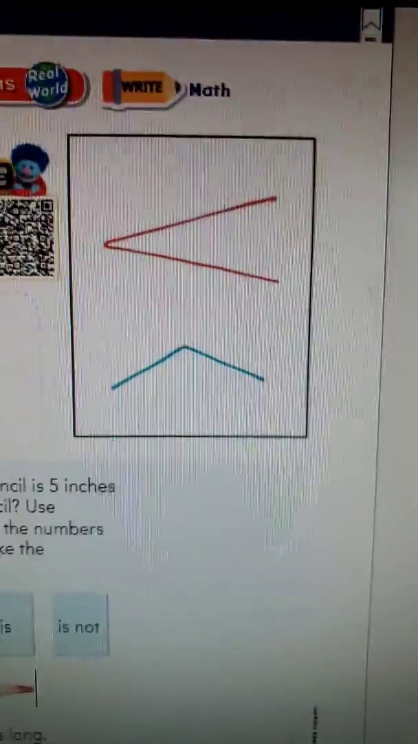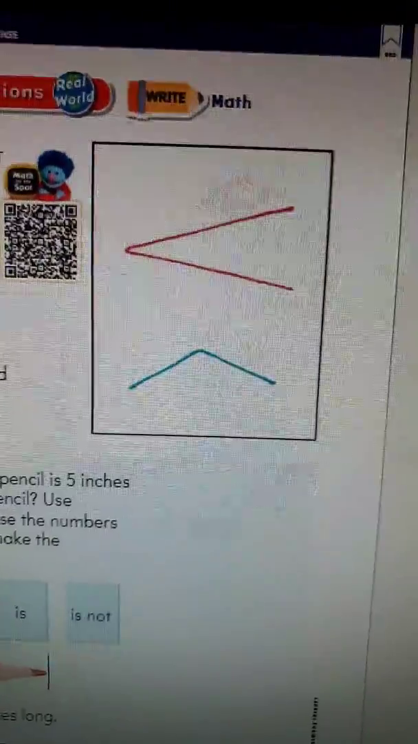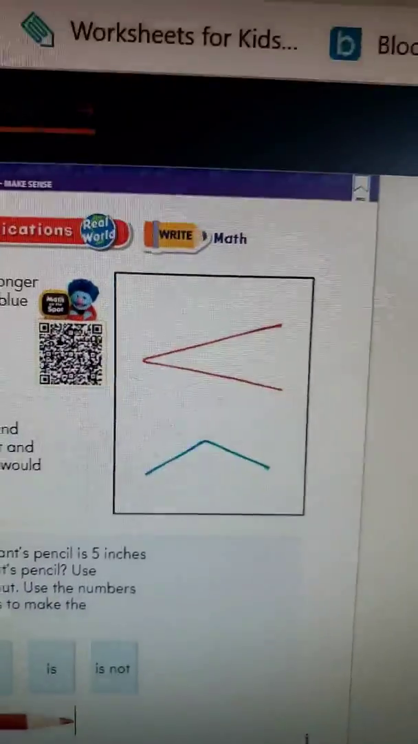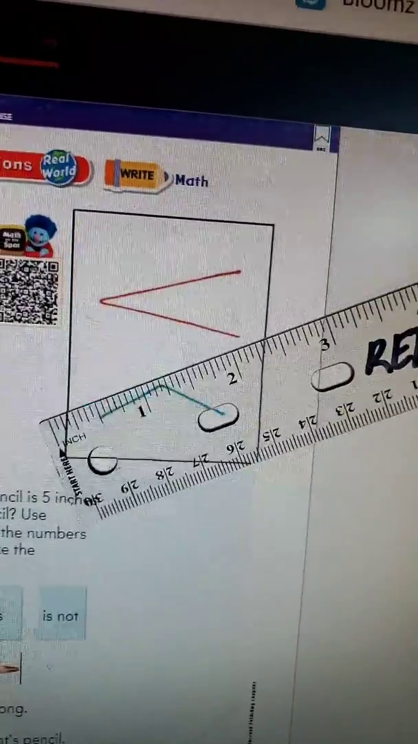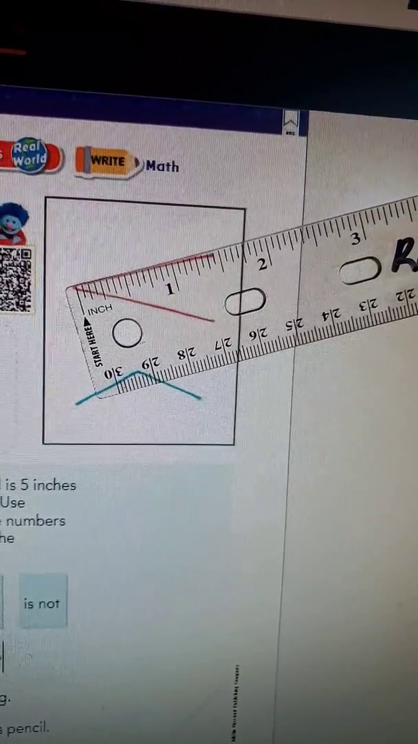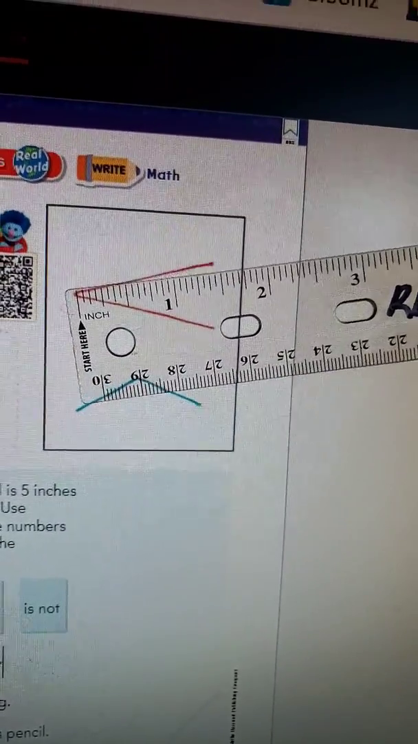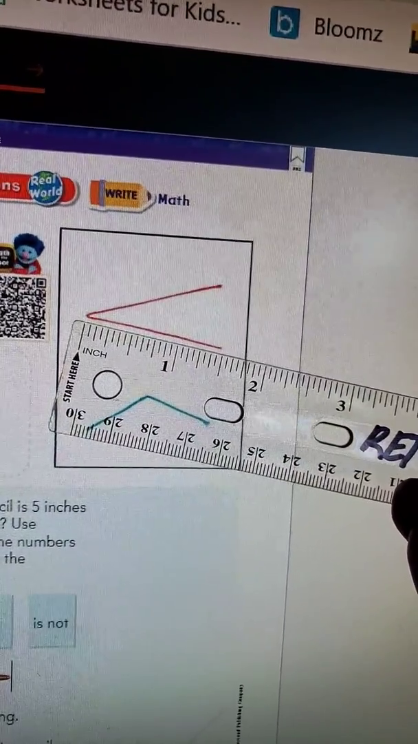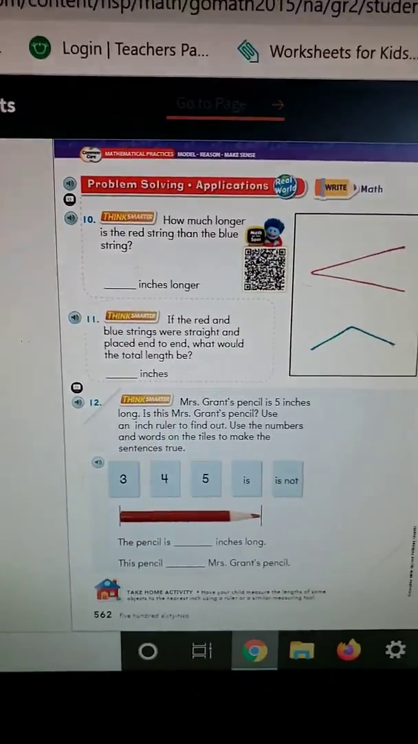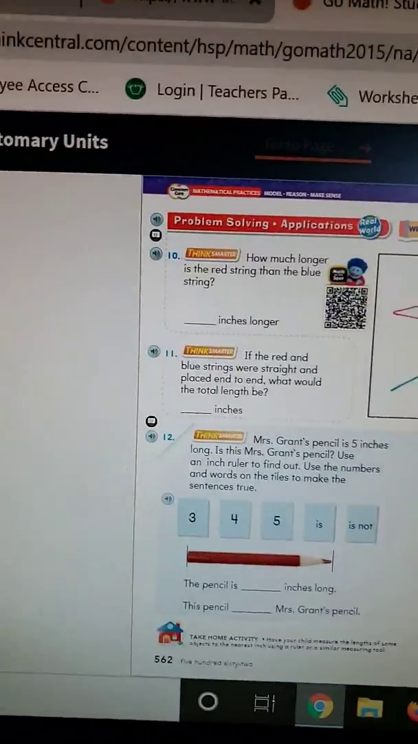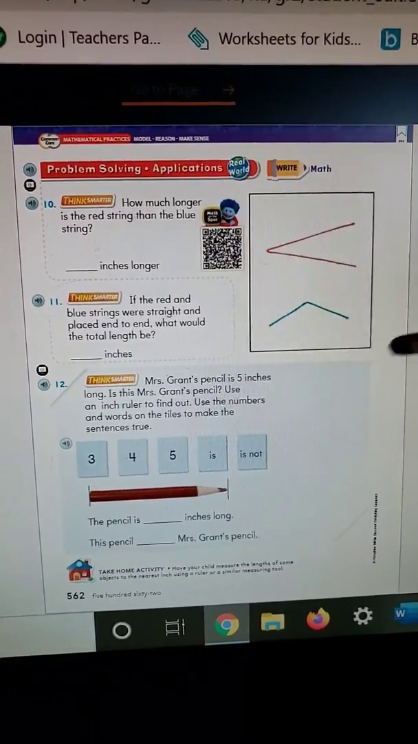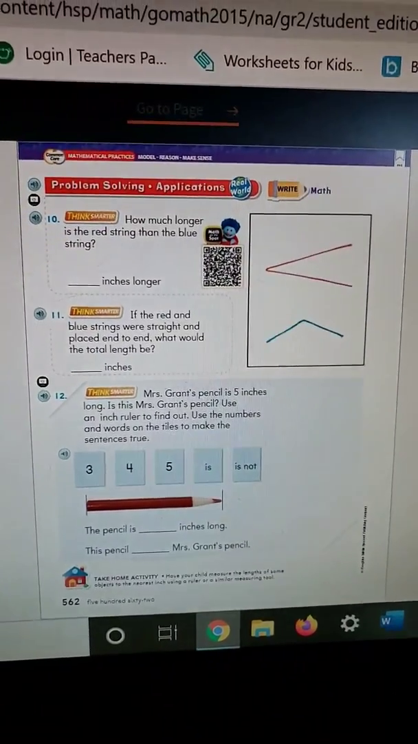I want you to look at these because they have these in different shapes, not just straight lines. So when I measure my red string, I have to start here and measure this first part and add that to this, okay? They're going to be estimates. It's going to be an estimate about how much longer. So you're looking at the difference between this string and this string after you measure the whole thing, okay?